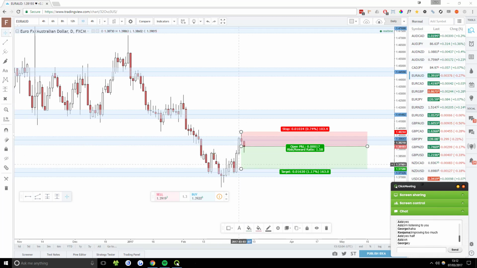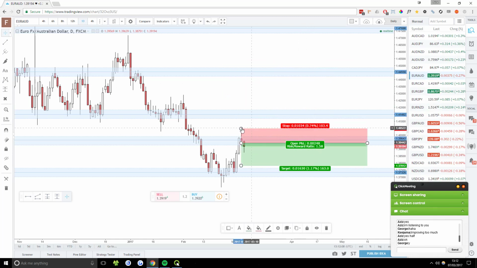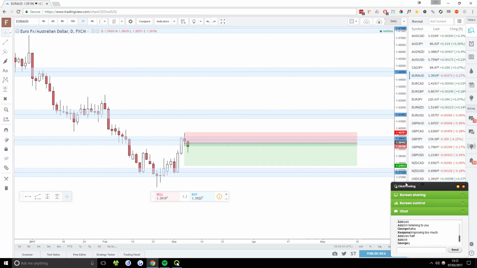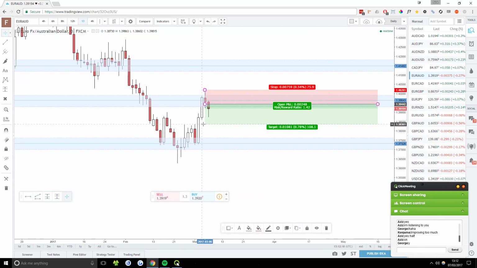If my 1.5, let's say the trade formed a little bit differently. Let's say it formed like this, okay? So the entry was a lot higher up. Now, if it was like that, I'd be a bit happier because my 1.5 would be around about here.